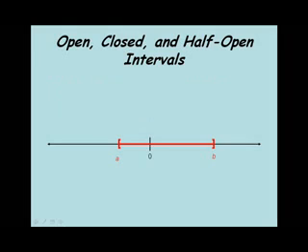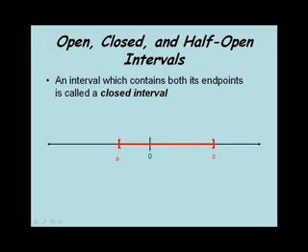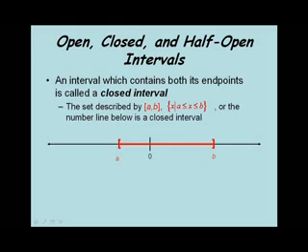So what about the case for an interval that contains both its endpoints? An interval that contains both its endpoints is called a closed interval. The set of all numbers from A to B including both A and B, or x such that A is less than or equal to x is less than or equal to B, or the number line below, is called a closed interval.